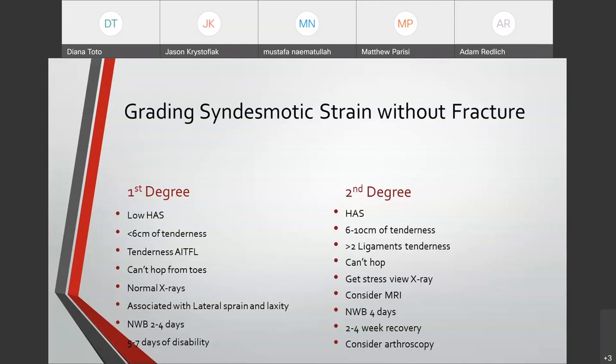Now, a second degree is a high ankle sprain, so they have 6 to 10 centimeters of tenderness. Usually, there's more than 2 ligaments that are involved. They can't hop. It is a good idea to get a stress view. Consider MRI. Again, non-weight bearing for 4 days, and these typically take about 2 to 4 weeks of recovery. Consider arthroscopy. This second degree is kind of more the gray zone of how we're going to treat them, whether it's operative versus non-operative.